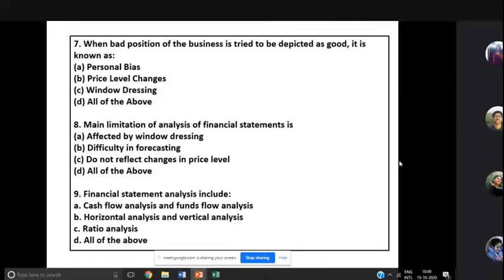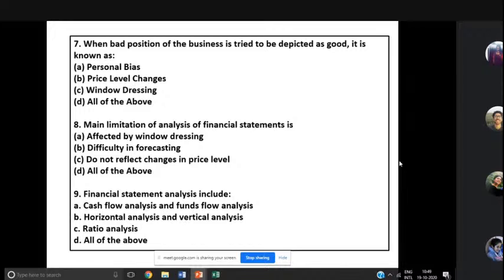I would like to hear from you. Cash flow from OA, operating activities. What is the second one? Cash flow from IA. IA stands for? Investing activity. Very good, thank you. Next will be cash flow from financing activities. Yes, financing activities. Therefore, it's called cash flow analysis.